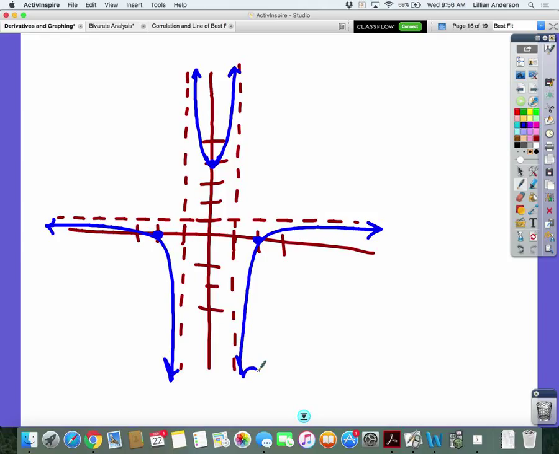Now a lot of the rational functions we dealt with in that particular unit kind of look like this. This is also a rational function. We never really dealt with ones that had the two asymptotes with the parabola in the middle. But there you go. You can use derivatives to help you graph those rational functions, okay? Questions?